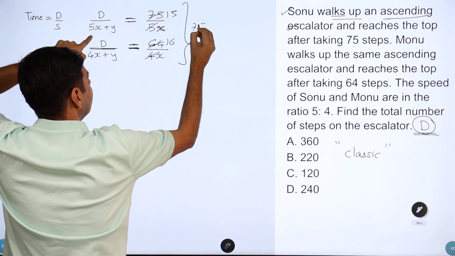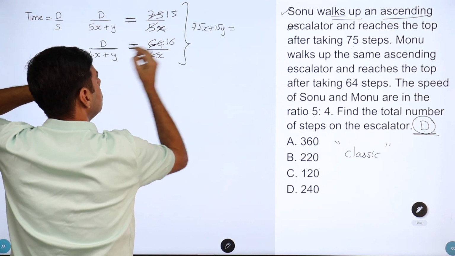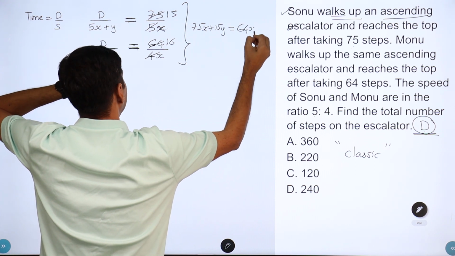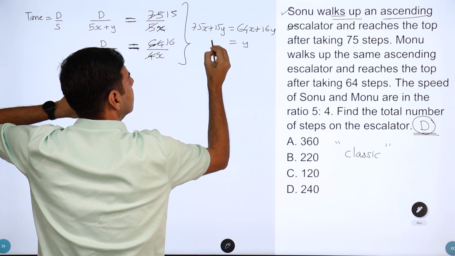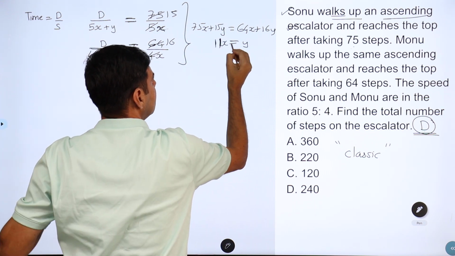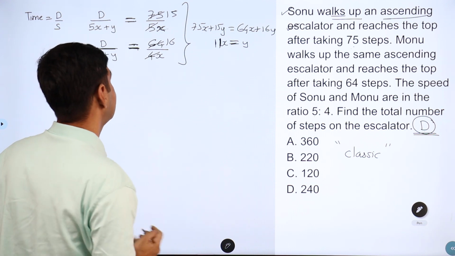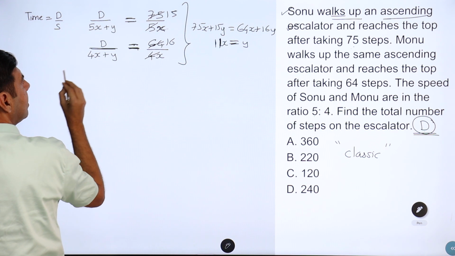75x plus 15y is equal to 64x plus 16y. And so the y is left here, and this is your 11x. So obviously you can't get everything, but you got a relation. y is 11x. Take that y as 11x and plug it in any of them. So I'll plug it in the first one.